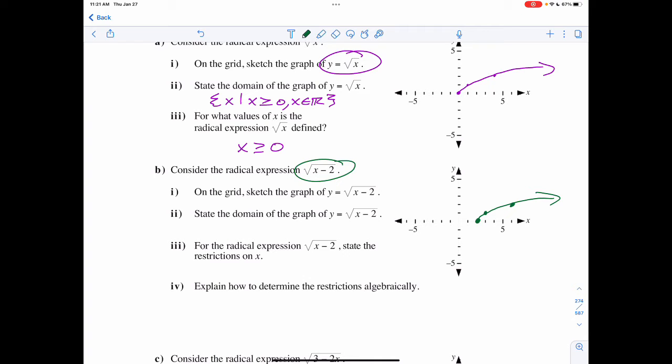What's the domain going to be here? Well, in this case, the function only works if x is greater than or equal to 2, where x is a real number. For the radical expression, what is the restriction on x? x has to be greater than or equal to 2.